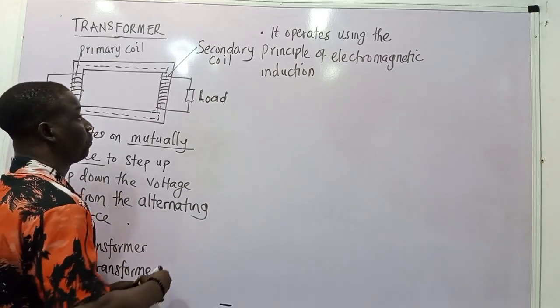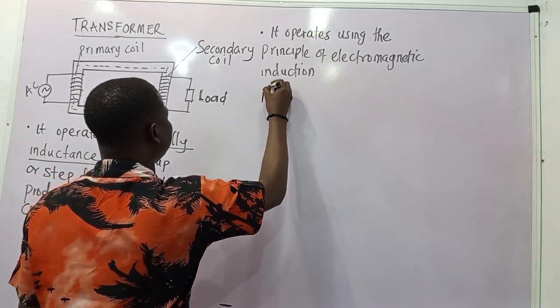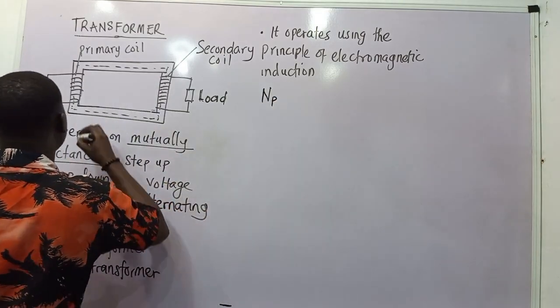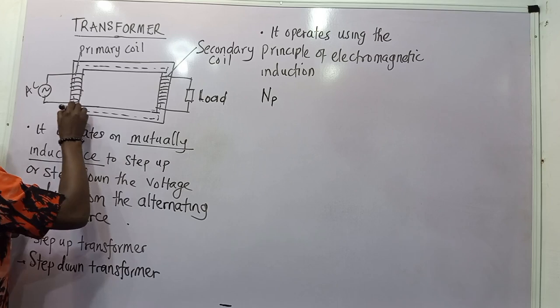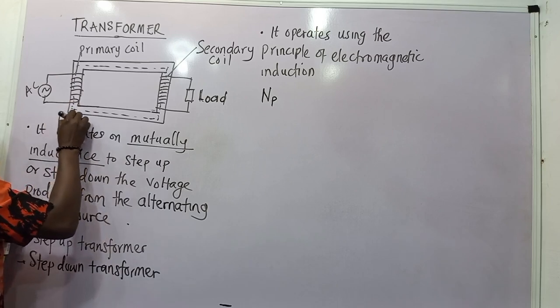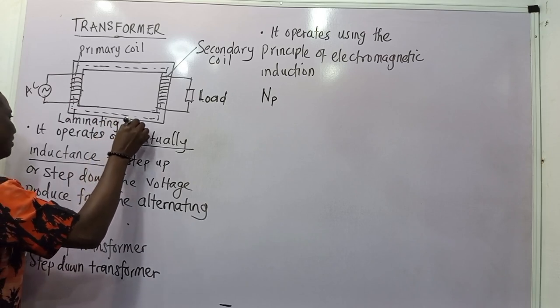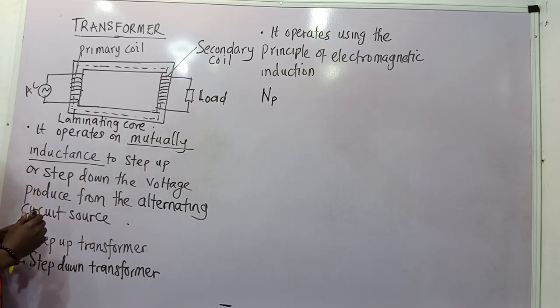Now let me explain something. Don't forget that these are called the coils. This is the laminating core. I will explain later why we call it the laminating core.